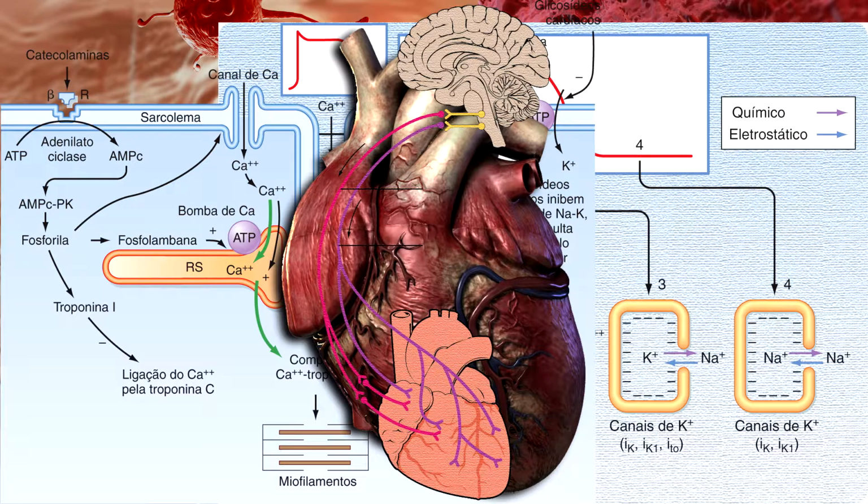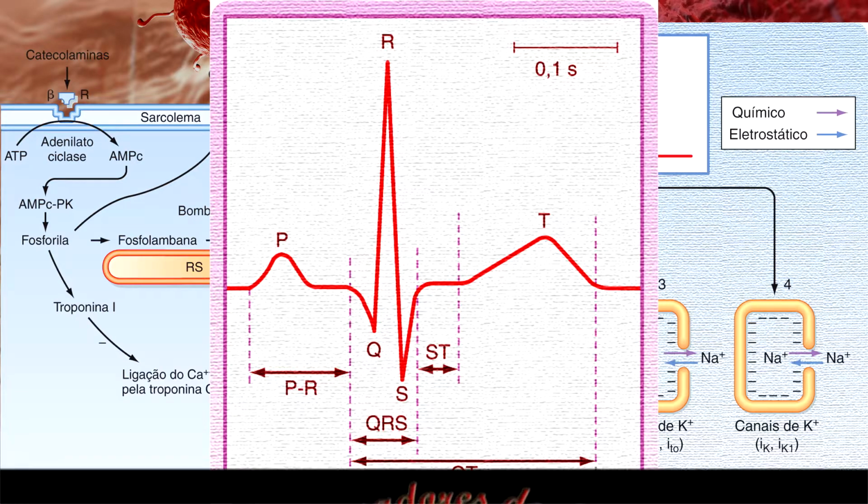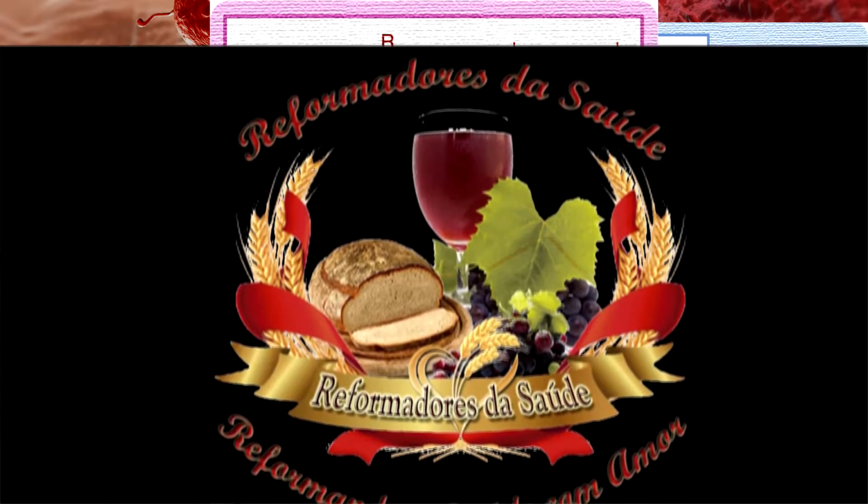Relate each wave, P, Q, R, S, T, of an electrocardiogram to the record and explain what each one represents in cardiac excitability. P: atrial depolarization. QRS: ventricular depolarization. T: ventricular repolarization.